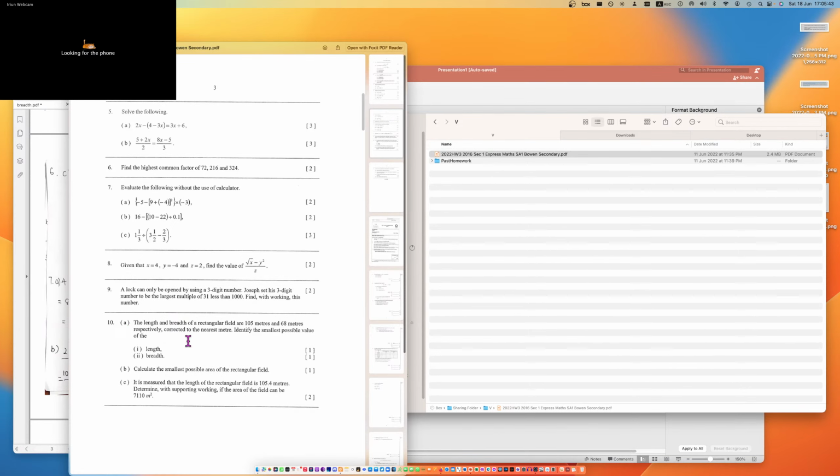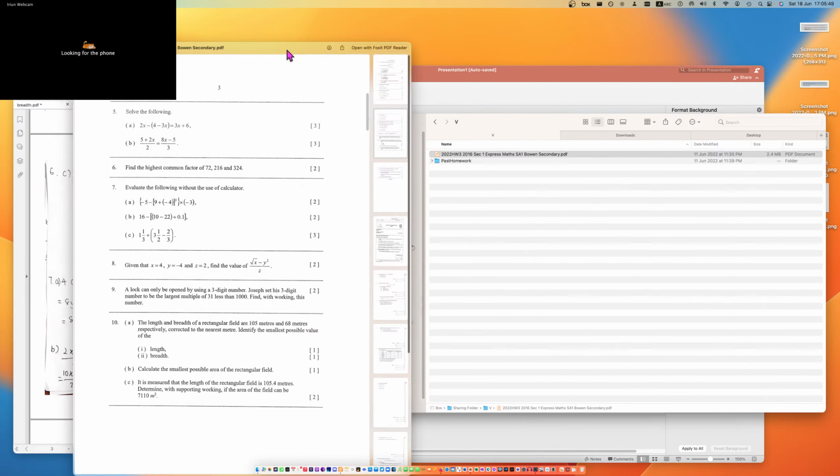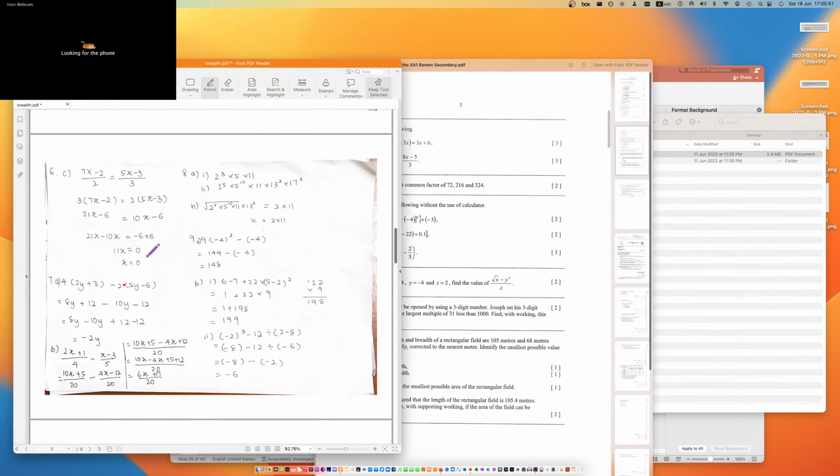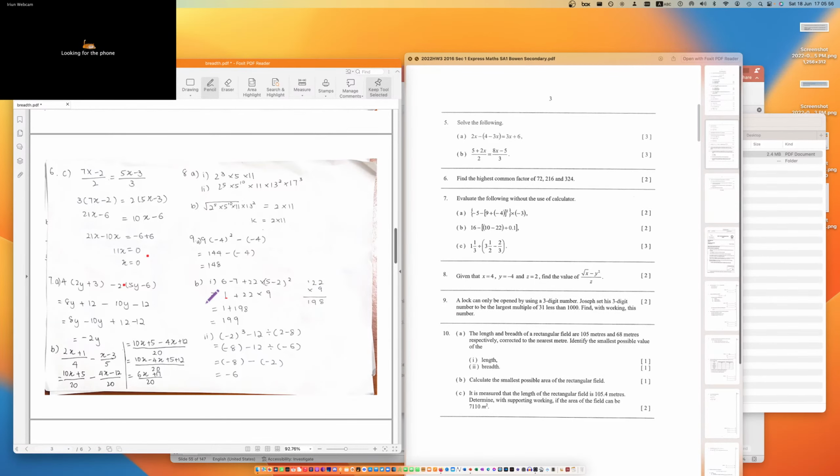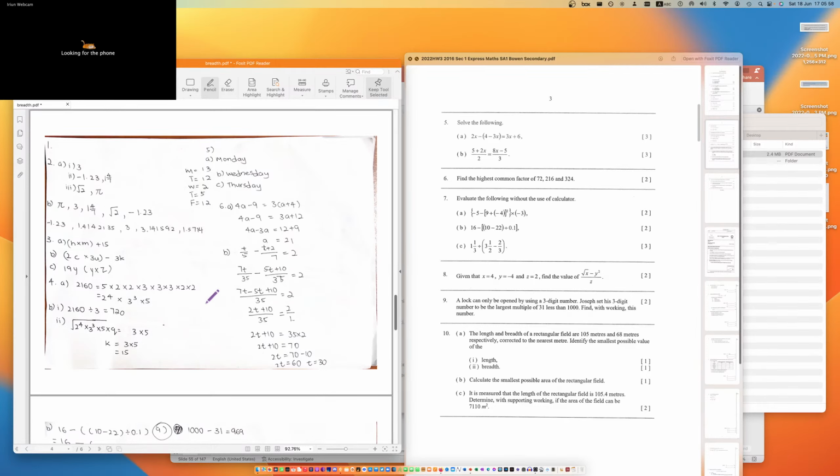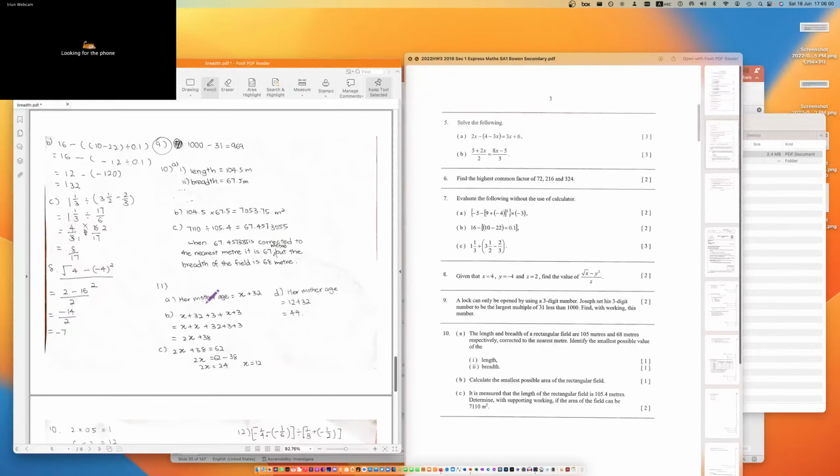Wow, this one is very simple. Corrected to the nearest meter. I give it the smallest possible value of the length. So, what's your answer by the way? Mine is 104.5. Let's see. This is a different question, I think. Yeah, go down. Okay, yes, this one, that one.